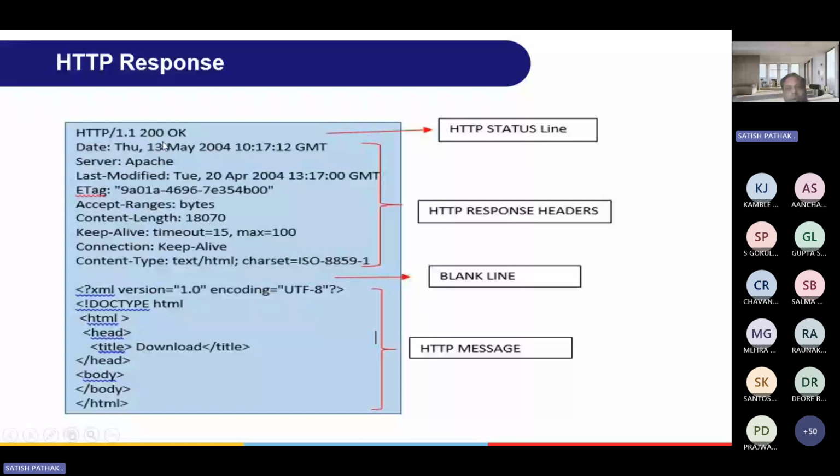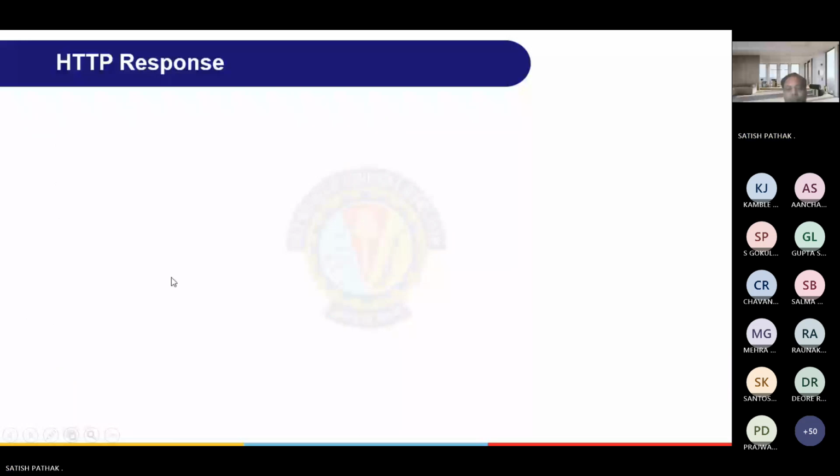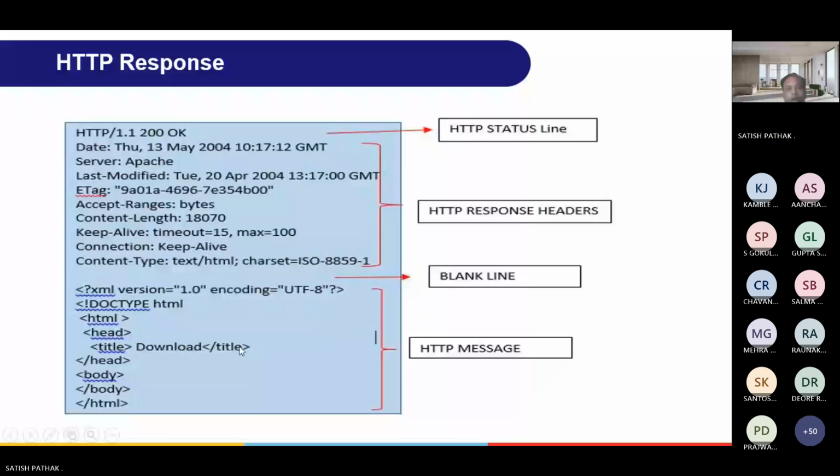This is what the response header is, then the blank line, and the HTTP message body being transferred. This is what it was talking about: status line, response header fields, blank line, and response body. This entire thing is the output being transferred, one message. The blank line is required because otherwise it will consider the body as part of the HTTP header information. That's the reason why the blank line is required here.